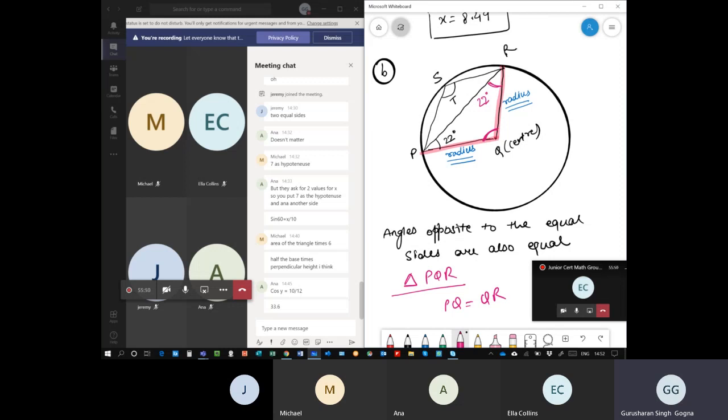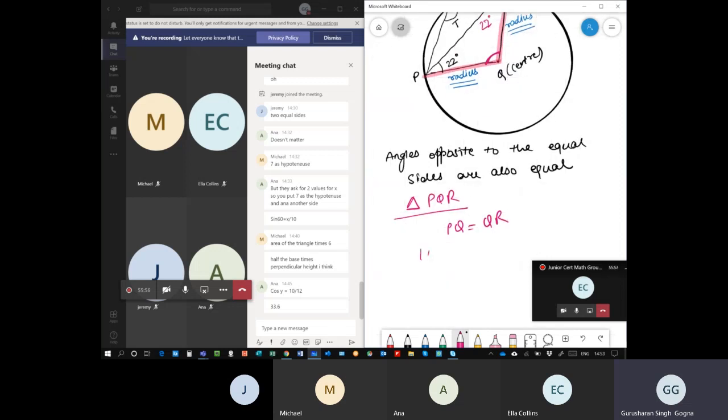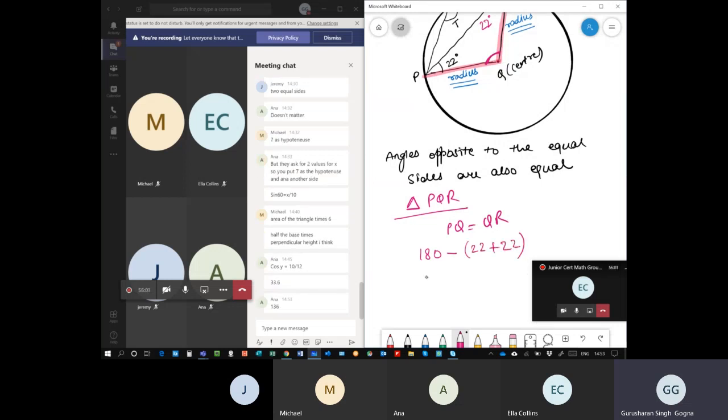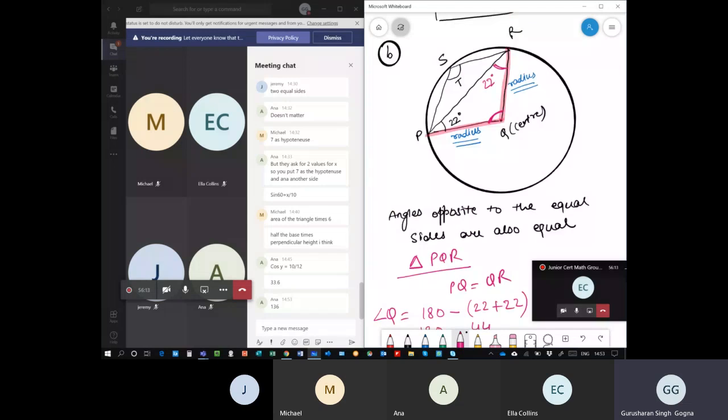What is this angle? 22 plus 22 is 44, so 180 minus (22 plus 22). This will give you angle Q, let's say. So 180 minus 44 will give you 136. So we got this angle, which is 136 degrees. So what is angle T then?